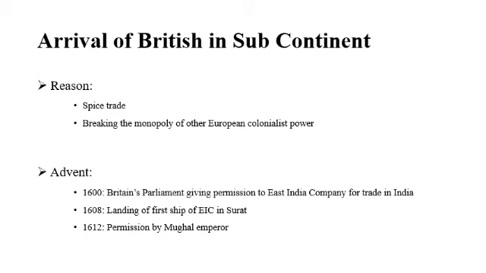In 1600, some British established a company by the name of the English East India Company for the purpose of trading in India, and got permission from Britain's Parliament in 1600. In 1608, their ship, the first ship of the English East India Company, landed in Surat. Surat is currently called Gujarat. That ship finally got permission from the Mughal Emperor Jahangir in 1612.